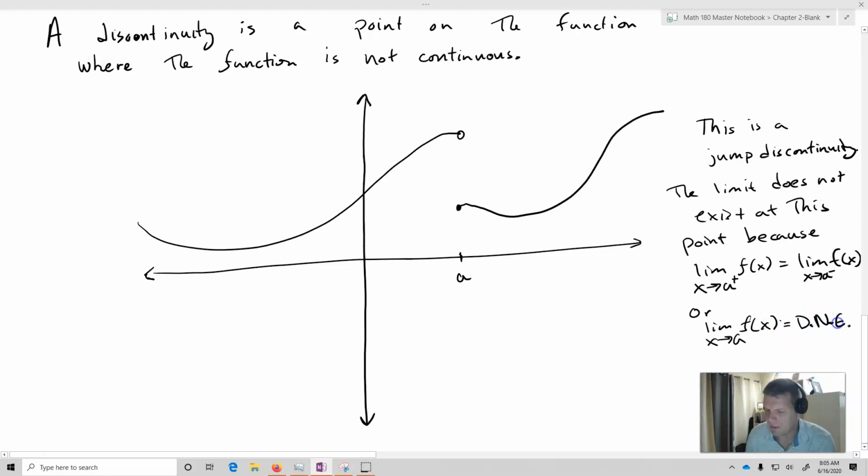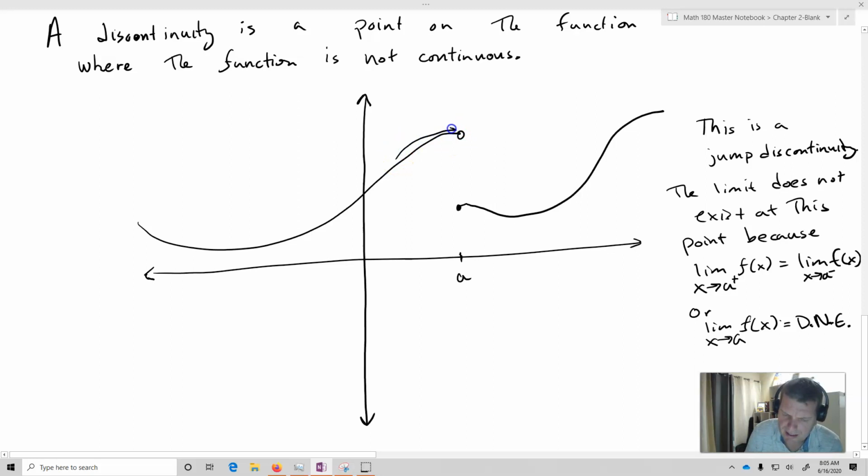We can't even say that it equals infinity. It's like, for example, if we had a big gap inside of the graph, and a was right in the middle of that gap, and when I talk about a gap, I mean a gap on the x-axis. We'd say, okay, that's a jump discontinuity too.